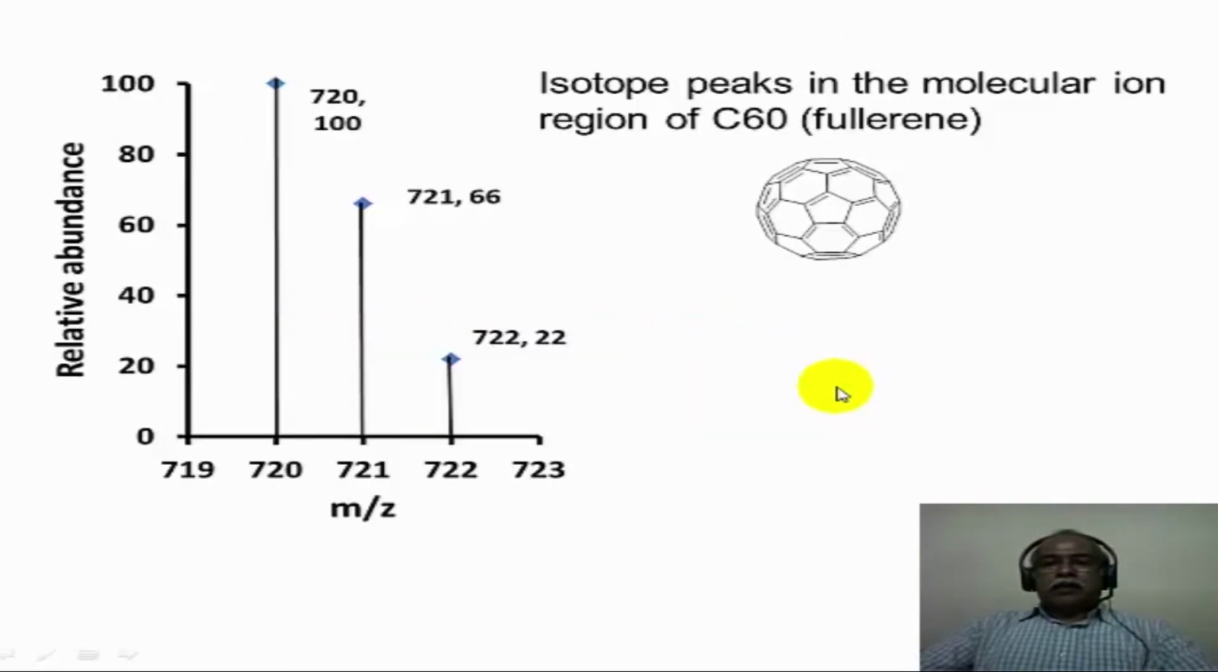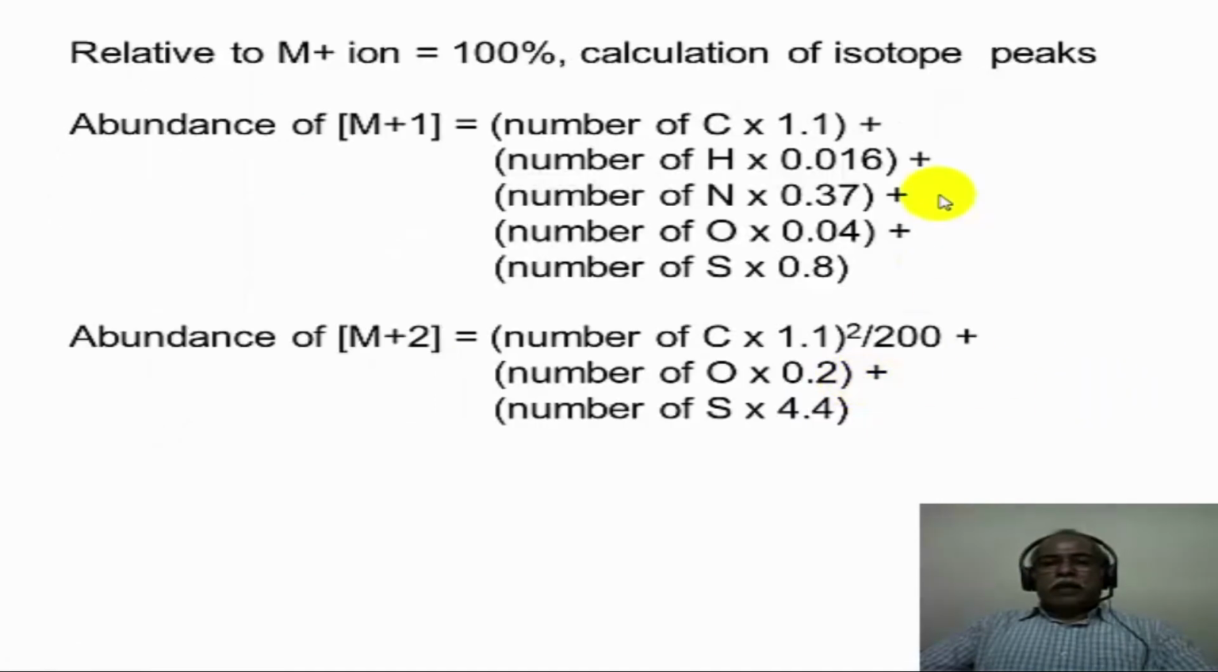Now let us look at the isotope abundance peak of something like C60. If you want to know the M+1 ion abundance, if the molecular ion is 100%, all you need to do is plug in this number 60 times 1.1, which corresponds to 66. There are no other elements present in C60, so only carbon is contributing. So if the M ion is 100%, the M+1 ion should be around 66%.